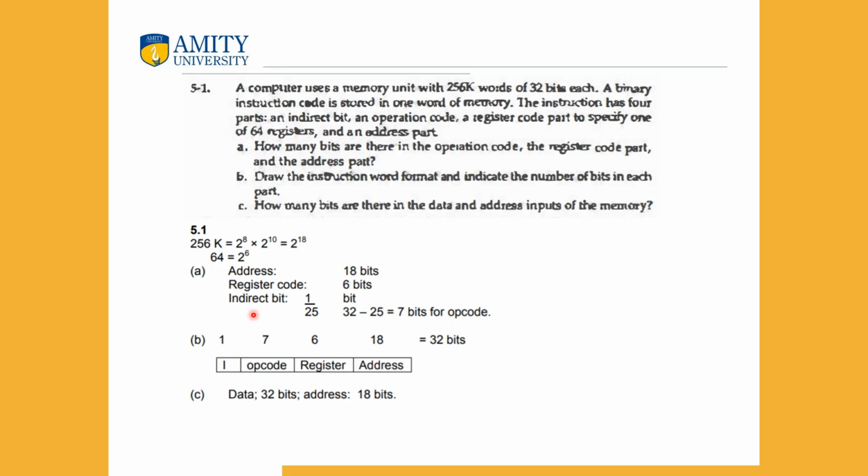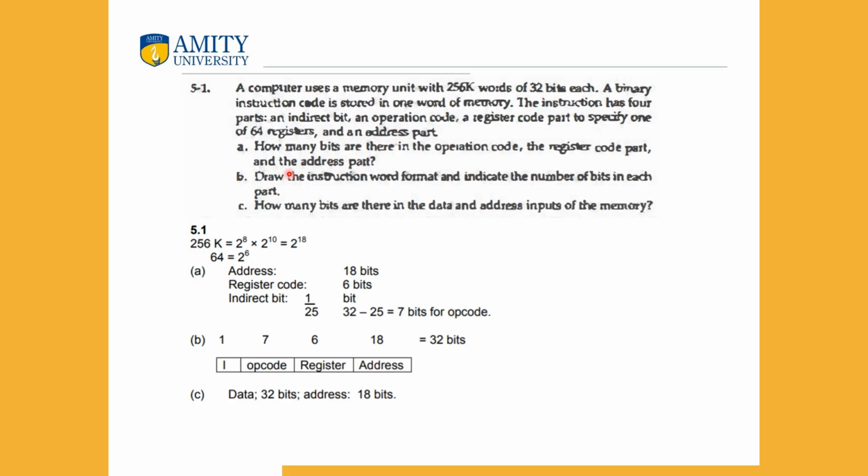Finally, we have one indirect bit, as always, in an instruction format. So the summation of these three values, 18 plus 6 plus 1, gives us 25. The size is already given. We have 32 bits of the words. So the instruction code is basically called a word, and it is 32 bits. Since we have 32 bits and we already found the 3 parts, for the fourth part, which is the OP code, we can just subtract the 25 and we'll get 7. So there are 7 bits for the OP code.